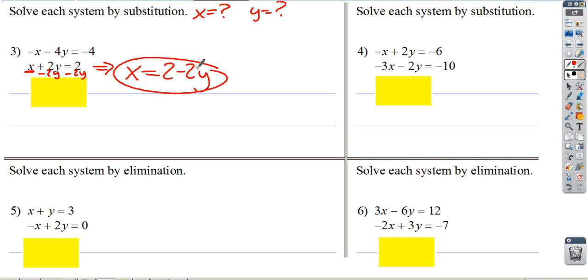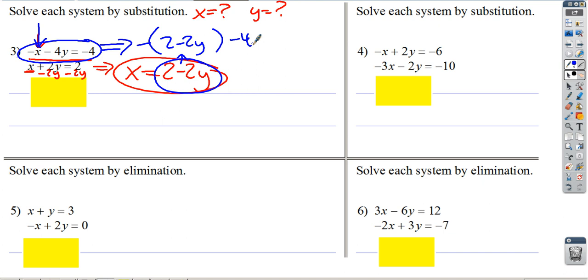Now if we look at this top equation right here, all I need to do is wherever I see an x, which I see one right here, I'm going to substitute this thing right here, because we just saw x equals 2 minus 2y. So let's do that. So negative x becomes negative this thing, negative (2 minus 2y). Then we still have the rest of that, minus 4y equals negative 4. Okay, so let's simplify that.